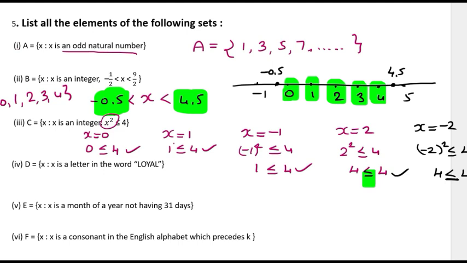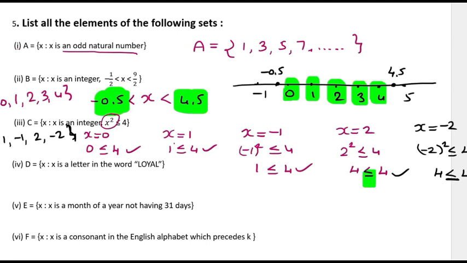It is not true. If you take any values other than 0, 1, minus 1, 2 and minus 2, the given condition will not be satisfied. Therefore, C is equal to, what are the numbers? 0, 1, minus 1, 2 and minus 2. These are the numbers that will satisfy this inequality.